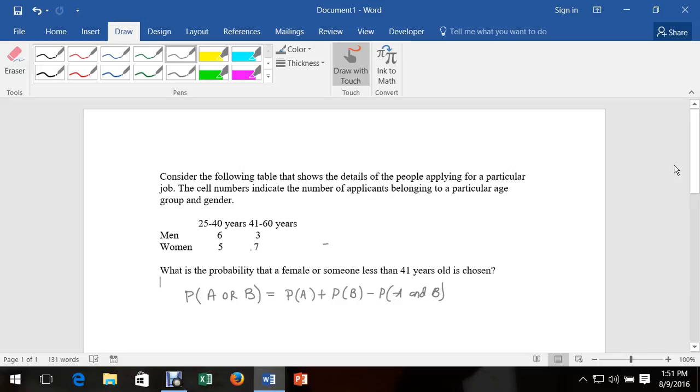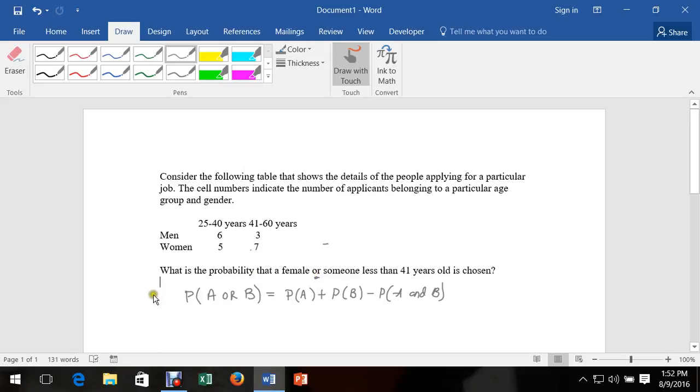And it wants to know that if you pick one of these people out at random from this group, what's the probability that the person you pick is a female or someone less than 41 years of age? And so the key word there is or. And when you look at probability problems, it's really important that you read it carefully because a little word like or makes quite a bit of difference.